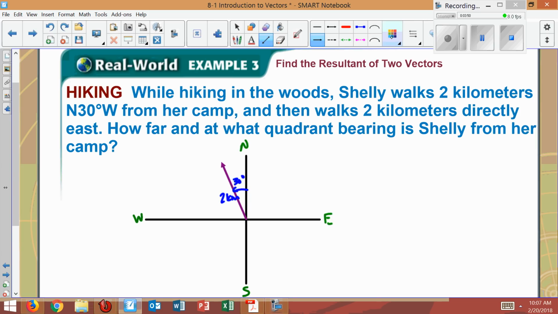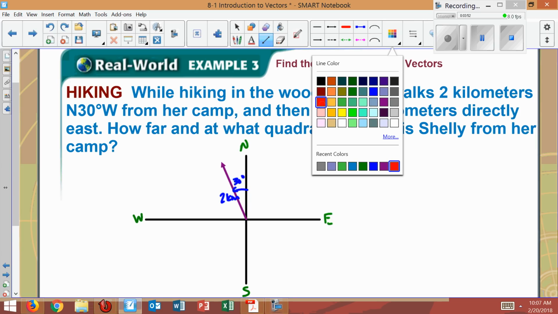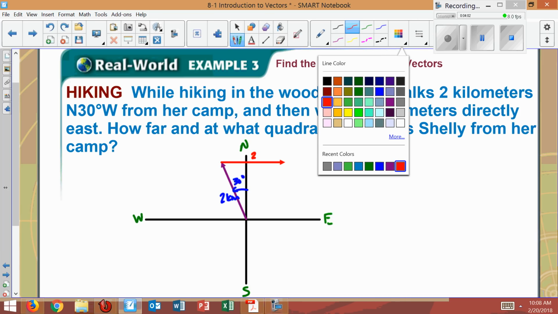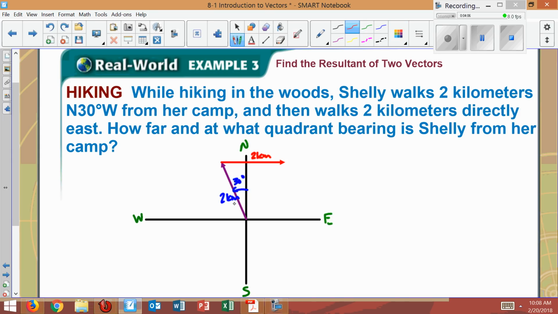So what that would mean is starting from that same point, we now turn from here and go tip to tail and go 2 kilometers this way. And so I'm going to draw it like this. It's about the same length there. That's 2 kilometers. Now, obviously, my drawings are never to scale, but this is the best I can come up with. So it says, how far and what quadrant bearing is Shelley from camp? Well, the camp is where we started. So the resultant would always be from where you started to where you finished.